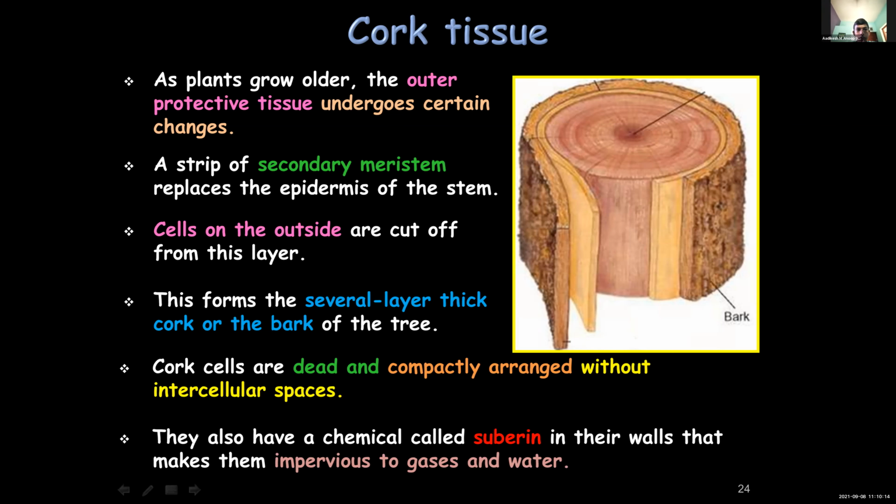Cuticle. Where is cuticle found? Above the epidermis. Above the epidermis, there is a waxy coating. You call it the cuticle, and it is made of cutin. Then lignin, where did we learn?